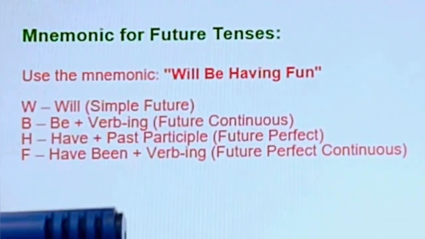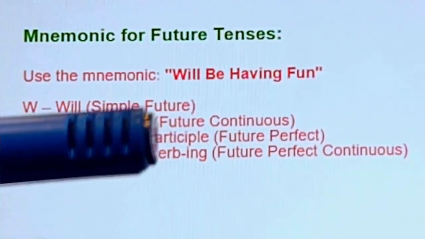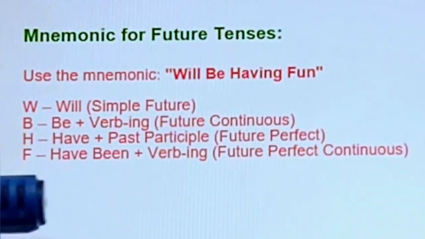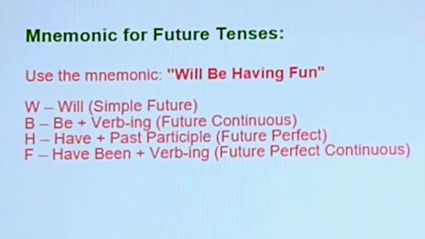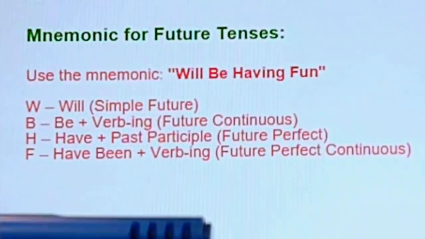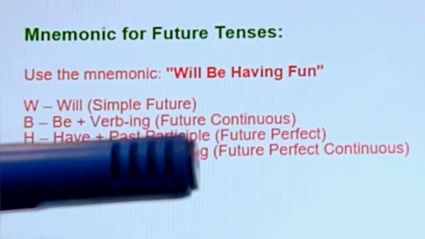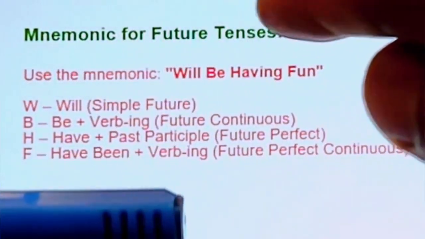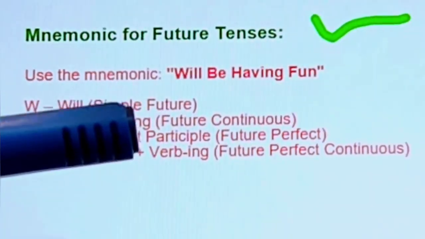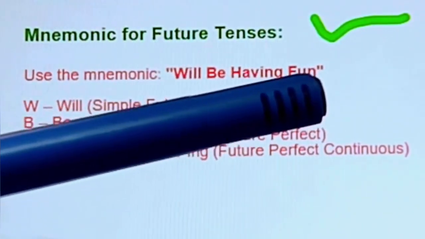The next trick here is mnemonics. What is a mnemonic? A mnemonic is a combination of words that you can put together to make a small word or small sentence to remember easily. So we take the example here for future tenses. For the future tenses we have this example: will be having fun.